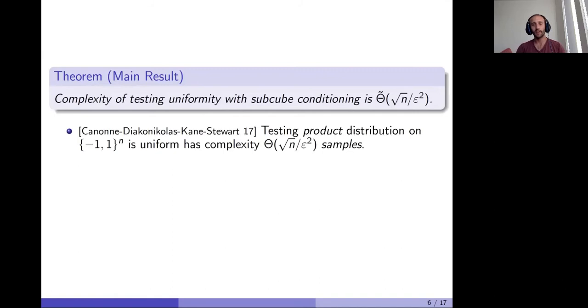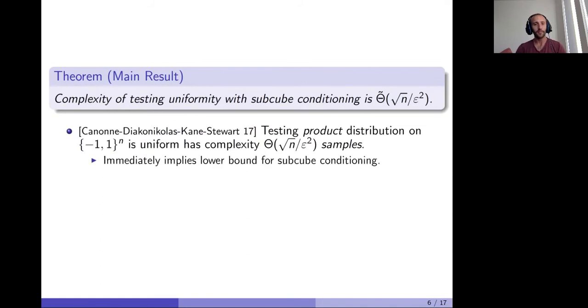This is a paper where they consider restricted inputs, and in particular, the most heavily restricted input that they consider is that of testing product distributions on {-1, 1}^n. So the problem here is that Alice receives samples from a product distribution, and she needs to determine whether the product distribution is uniform or not. And this paper, which I'll call CDKS, shows that the complexity is root n over epsilon squared many samples.